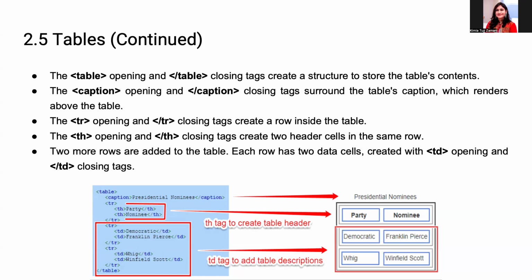And next we have rows created using the tr tag. The first row here contains the header cells created with the table header or th tag. These are Party and Nominee, and they appear bold to indicate the heading. The next rows contain data cells created with the td or table data tag. For example, Democratic and Franklin Pierce appear side by side in one row, while Whig and Winfield Scott appear in the next row.